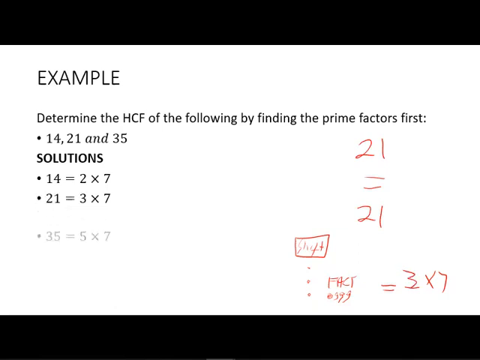Do the same thing with 35. You realize that the only common base here is 7, and 7 will be the highest common factor. I can't take the lowest exponent of 7 because all these 7s that are given have the exponent of 1.